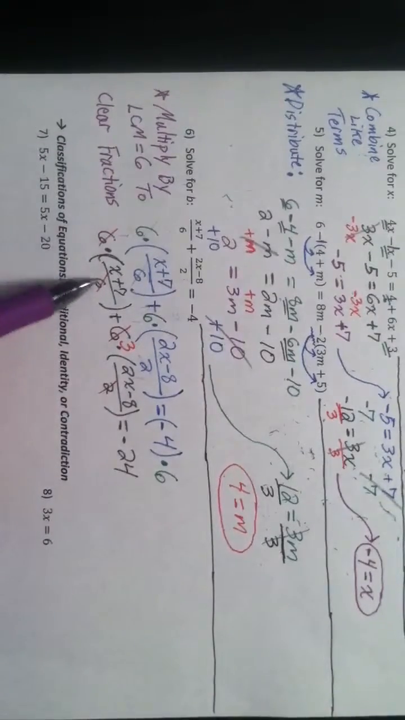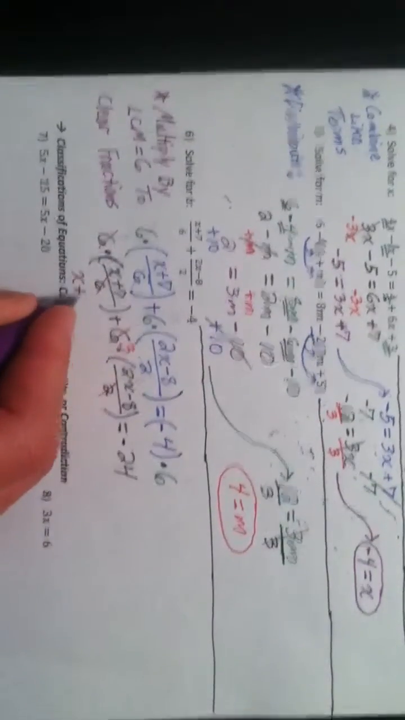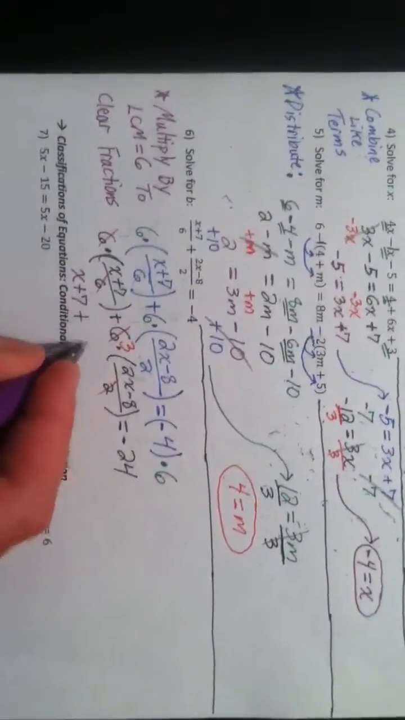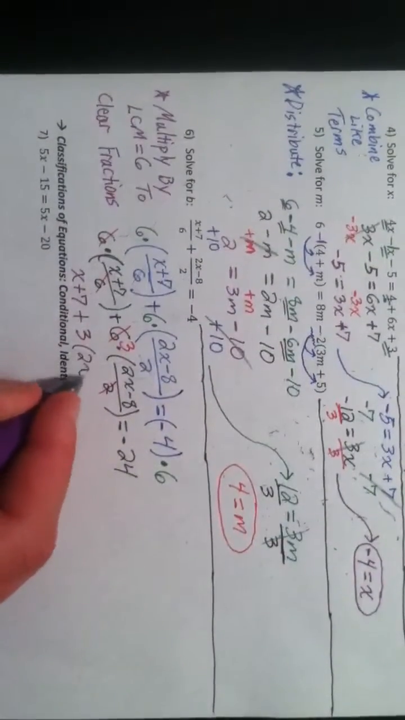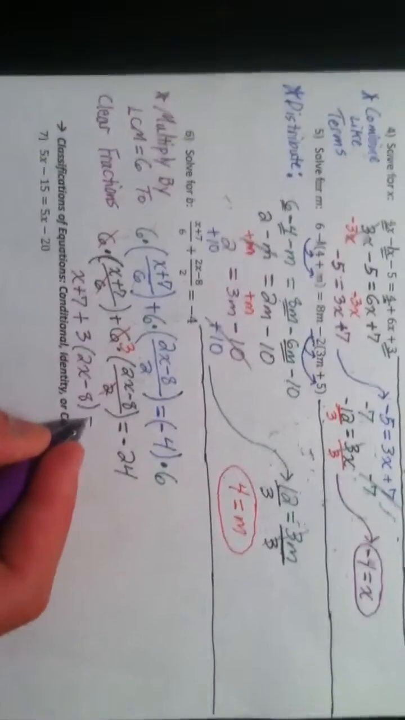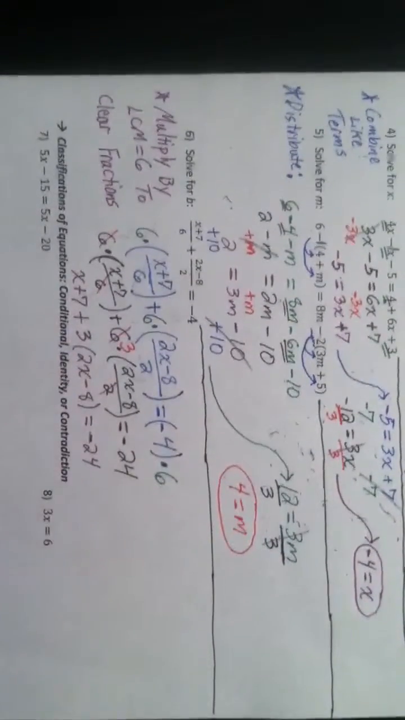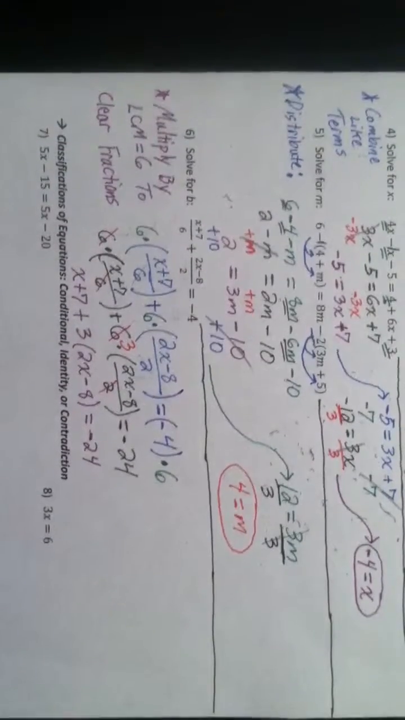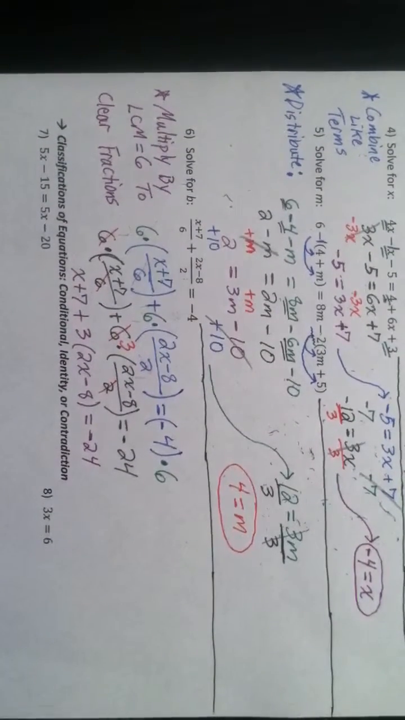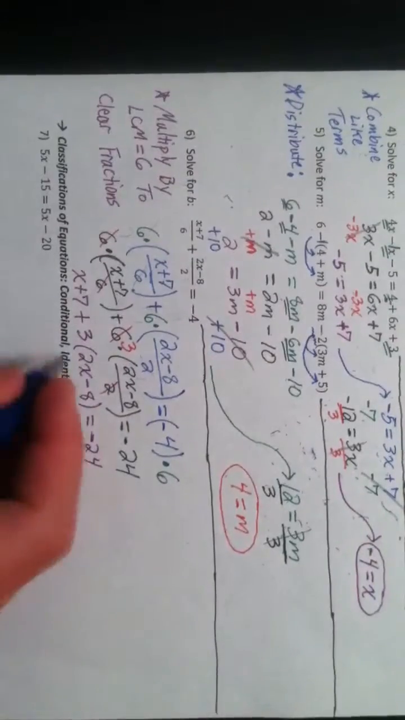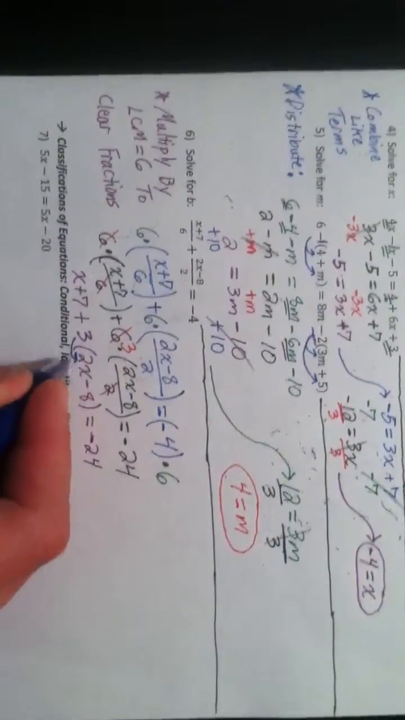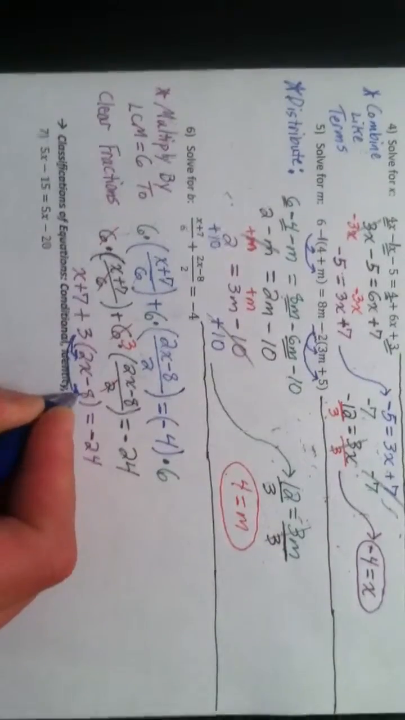So over here, well, the 6 is divided out, so we just have left the x plus 7 plus, we have a 3 out in front of this parenthesis now. The 2's gone, but we still have the 2x minus 8 up top. So this becomes a 3 outside of that parenthesis, 2x minus 8. In order to move forward here, we have to distribute that 3 before we can do anything else. So 3 times the 2x and the 3 times the minus 8.